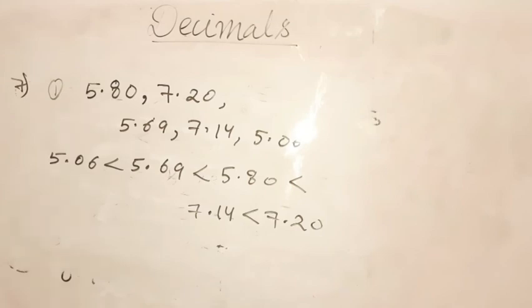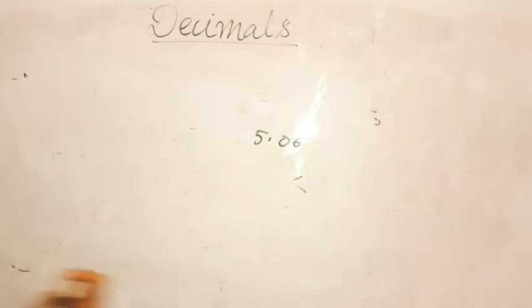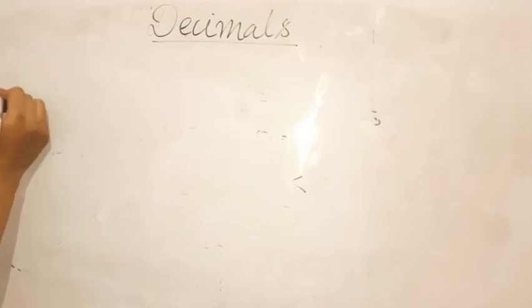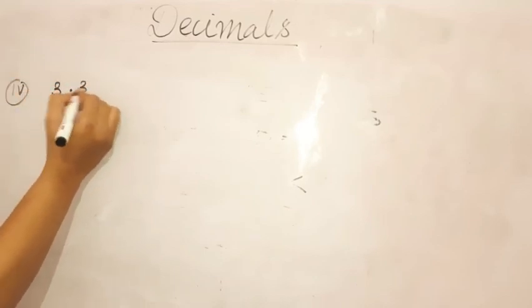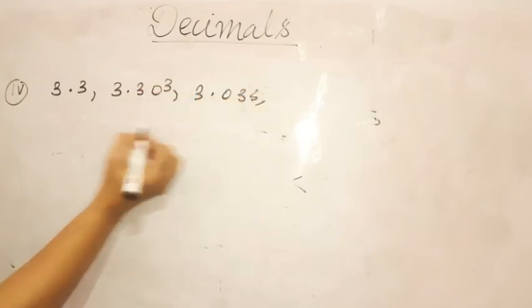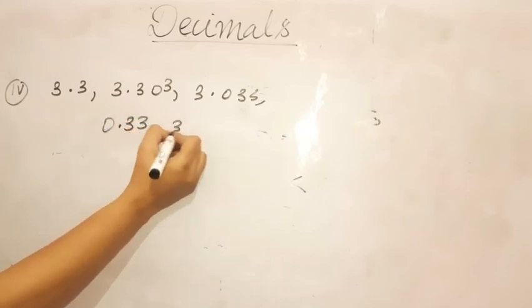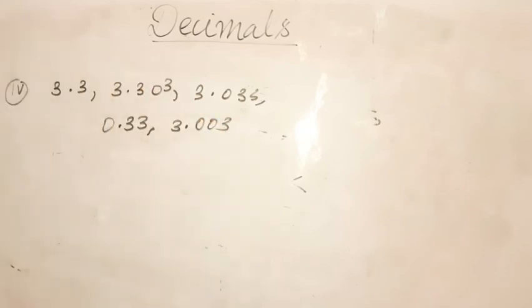Now I am going to solve one more option of this question, that is the last option. The options in the middle, option number 2 and option number 3, will be your homework. You have to do them in your maths homework copy. Okay. So the fourth one is 3.3, 3.303, 3.033, 0.33, 3.003. Now again you have to check for the number which has the highest number of decimal places.